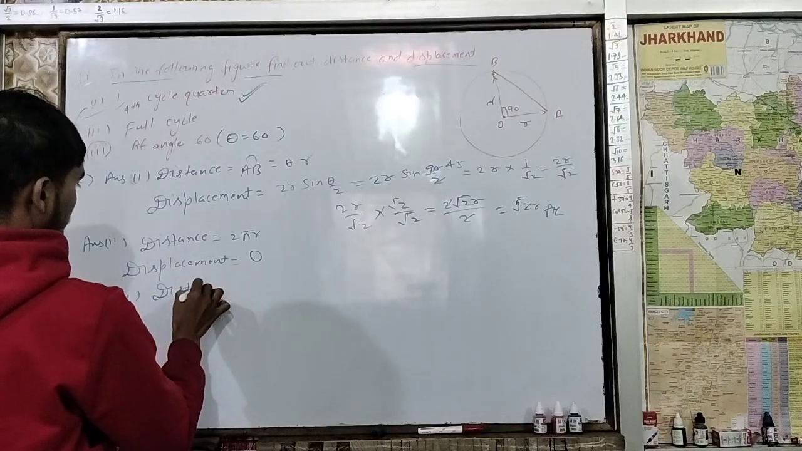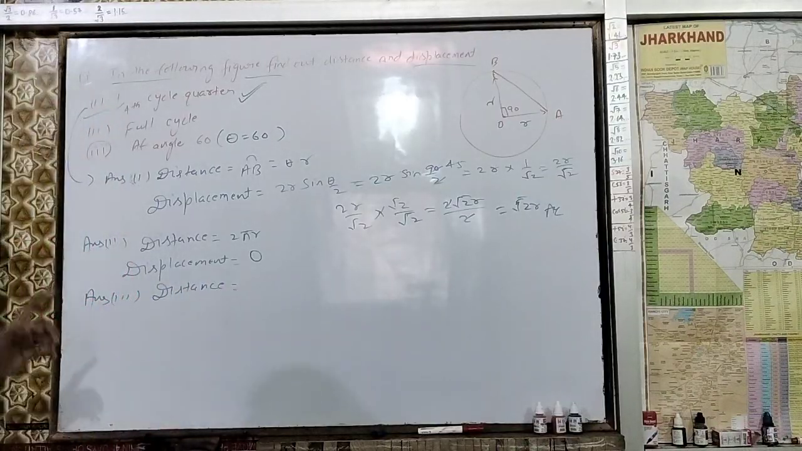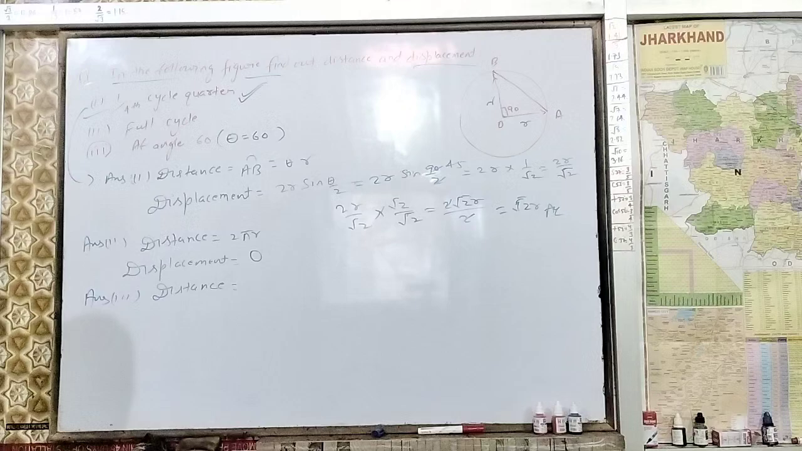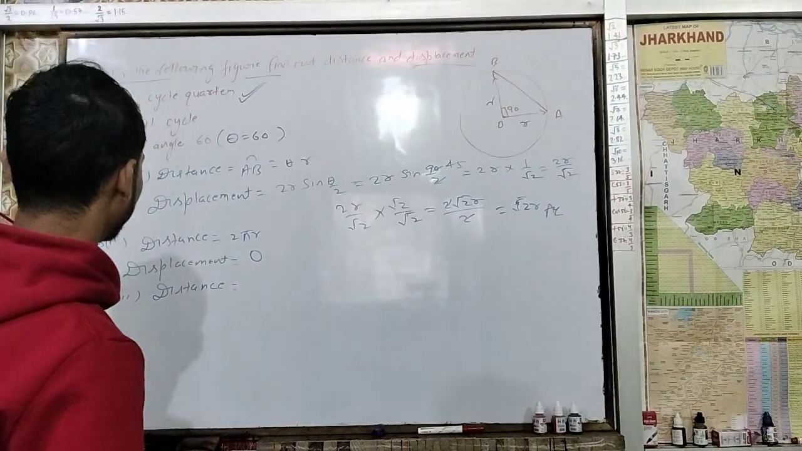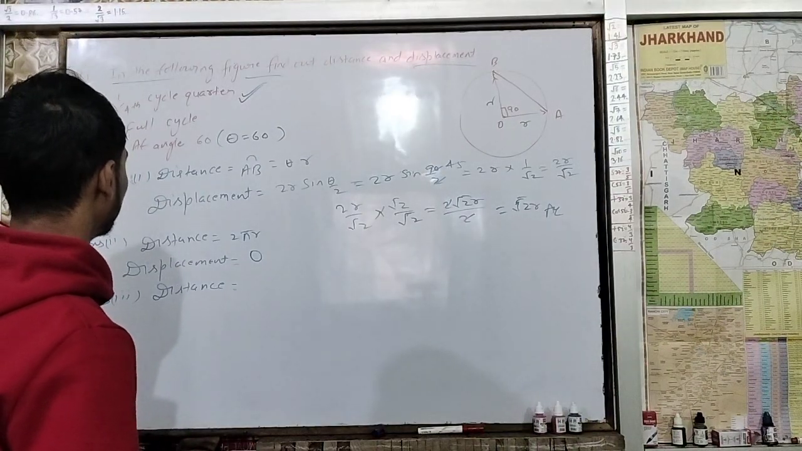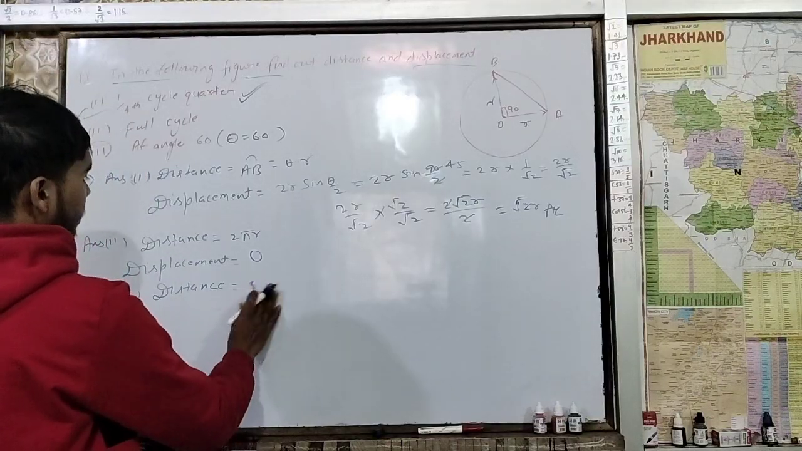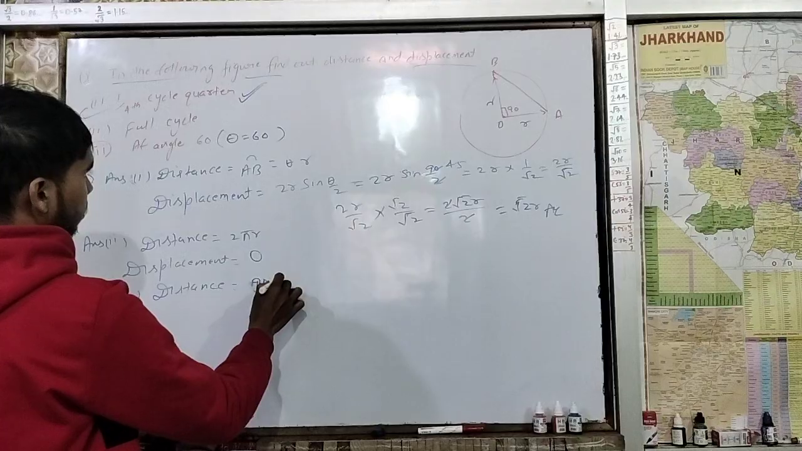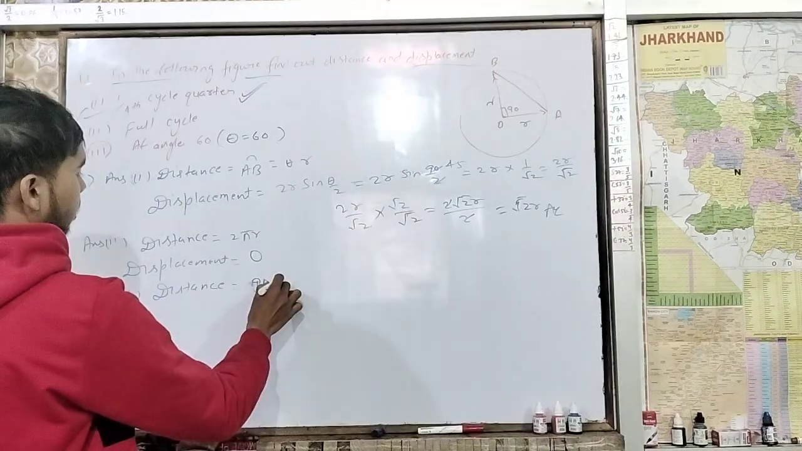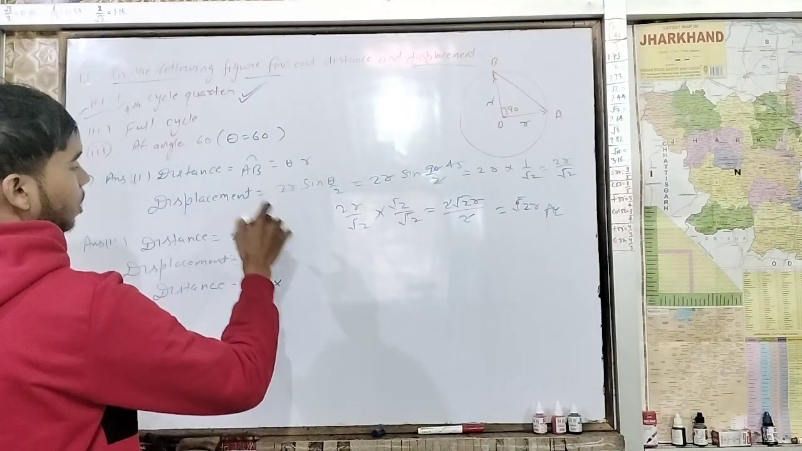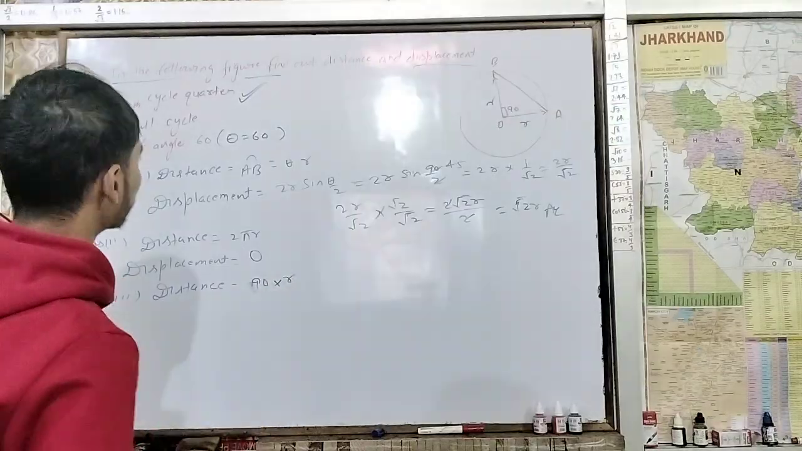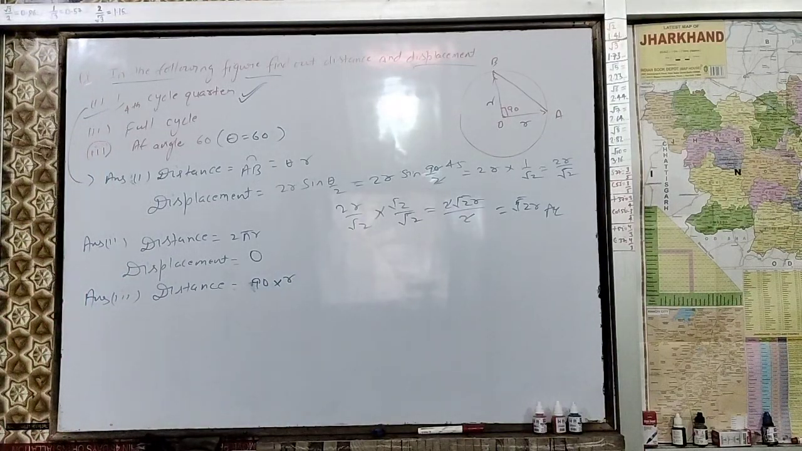So third, given distance, but theta is provided by this question. Theta is 90. So theta multiplied by r, r is not given, so theta multiplied by r will become our distance.